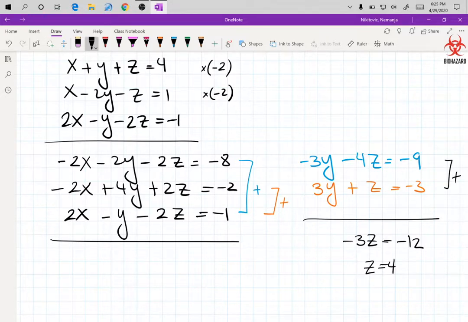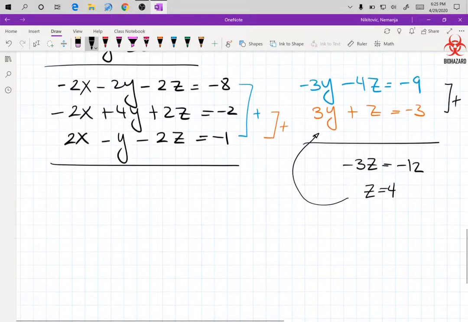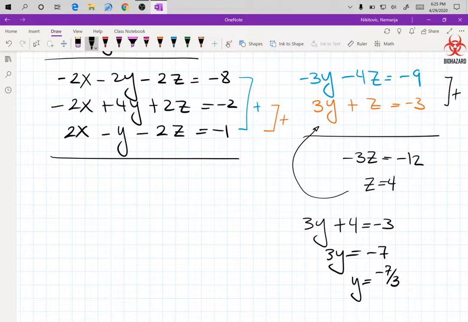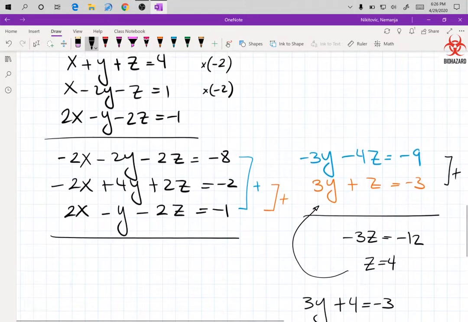So now that I know that z is 4, I can go back into, let's say, the orange equation and calculate y. 3y plus 4 equals -3. 3y is equal to -7. Y is equal to -7 over 3. And finally, we plug all of these in. I don't like this fraction.